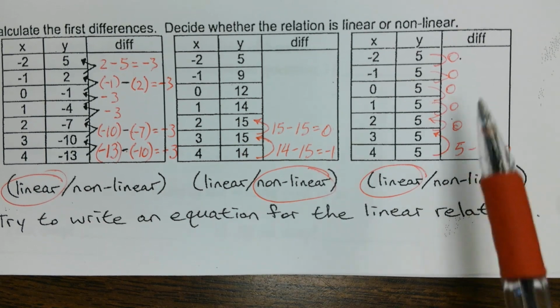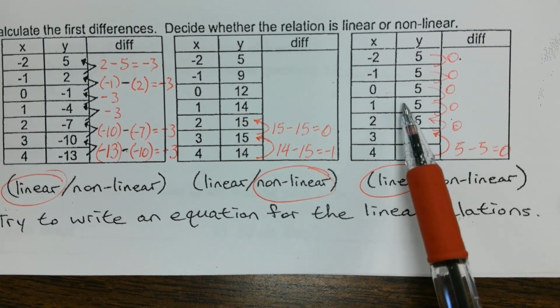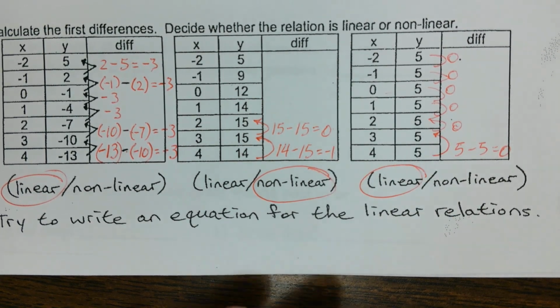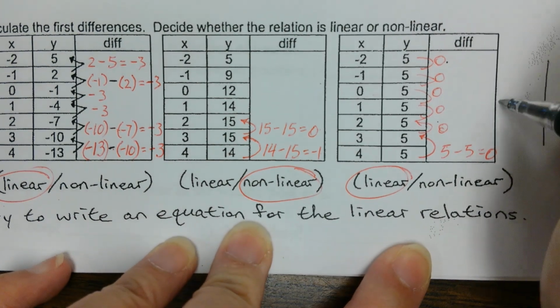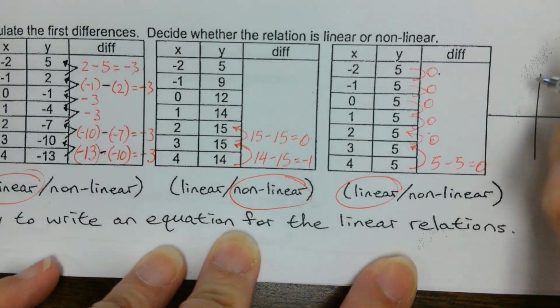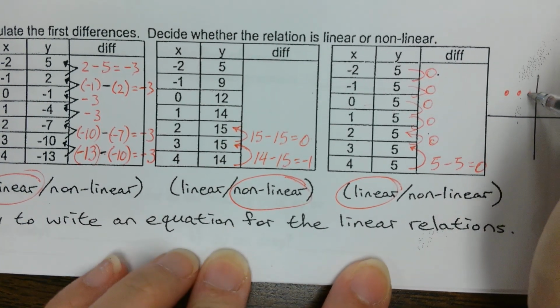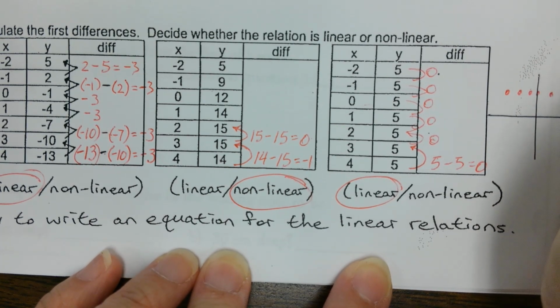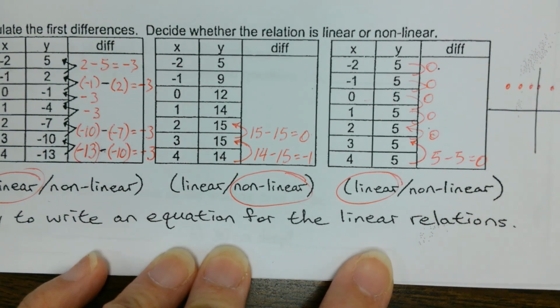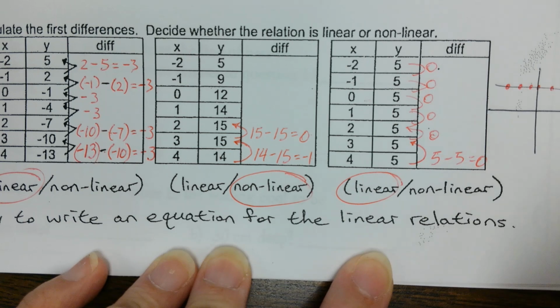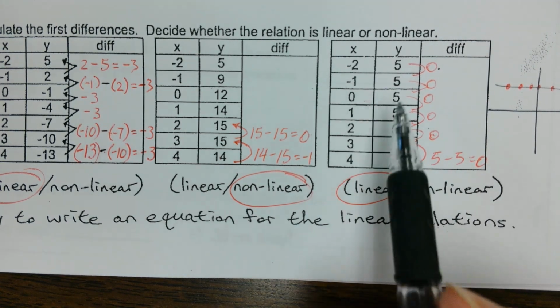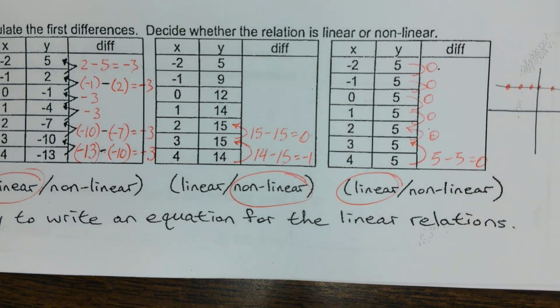Jasmine? Horizontal line. Yeah, that's right. So if you were to graph this, you actually get points like this, which makes a horizontal line. A horizontal line is still a line. You can have a vertical line, you can have a horizontal line.